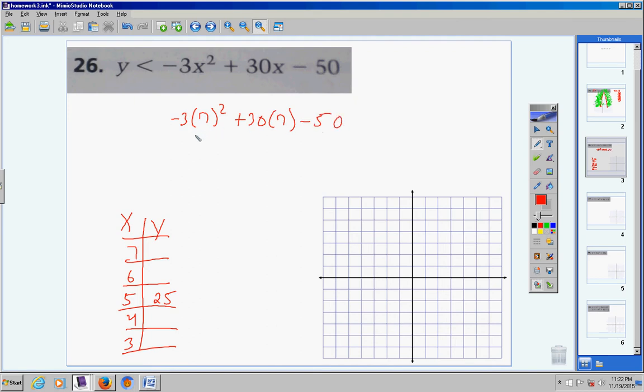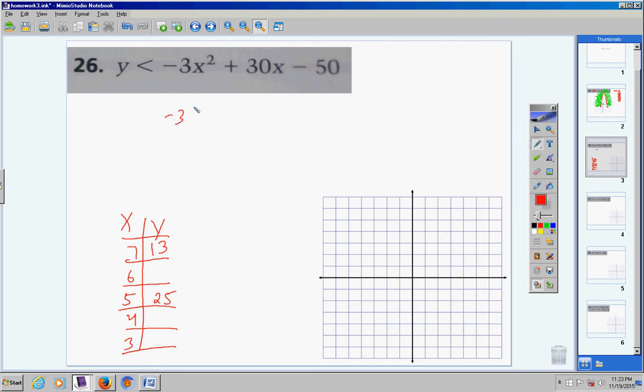Well, 7 times 7 is 49. Then 49 times negative 3 gives you negative 147. 30 times 7 is positive 210. And then negative 50. So we end up with, let's see, positive 13. Now let's jump down and put 3 in, and we should get out positive 13. Let's see if we do. Here we go.